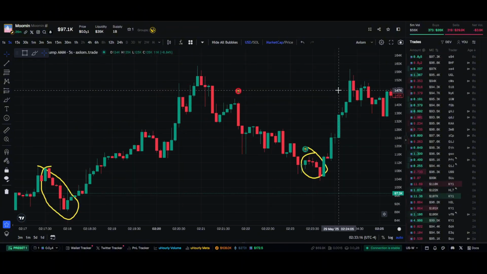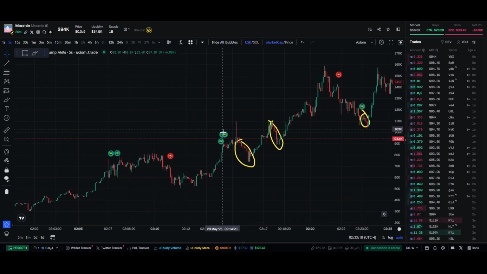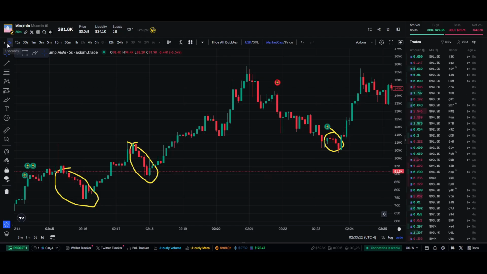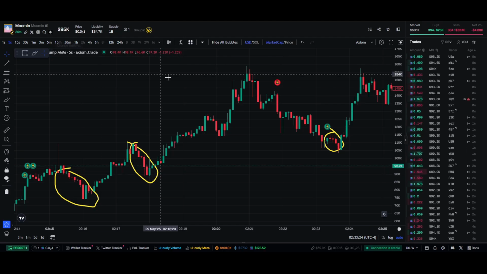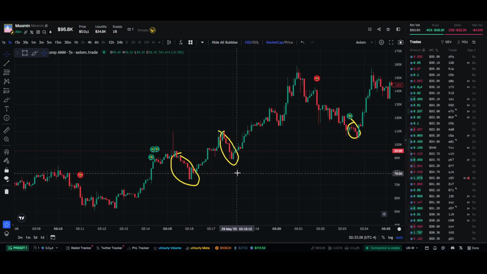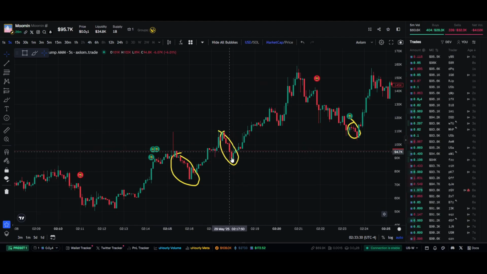It's on a 5-second chart. Just remember that. The one thing you're gonna have to do is cycle through the time frames on the chart. So like 1 second, 5, 15, 30, 1 minute, to find where it's forming these 4 to 6 red candles at the bottom of these dips.